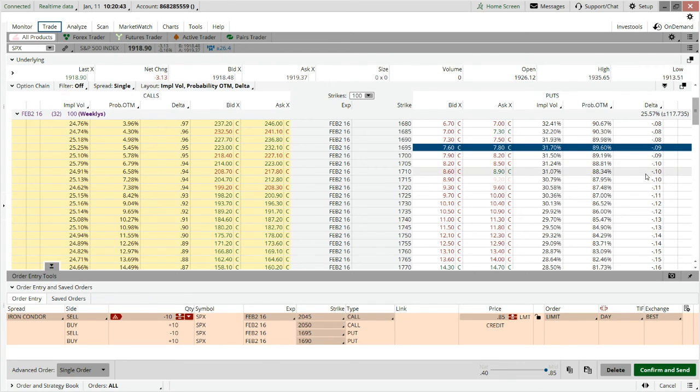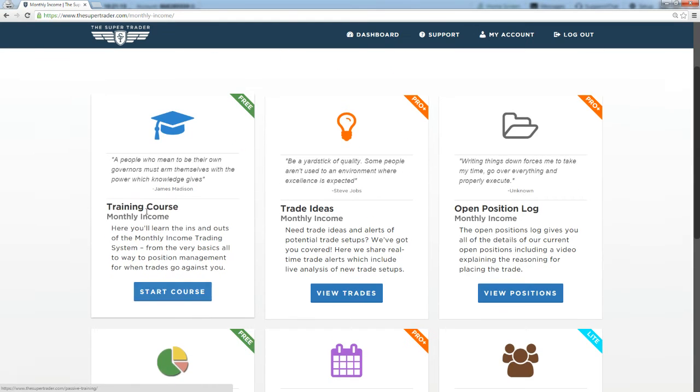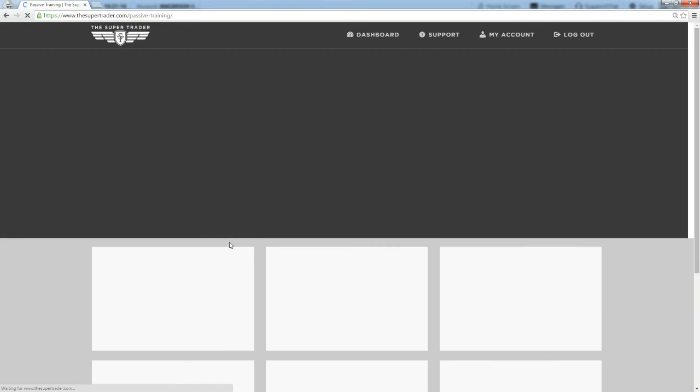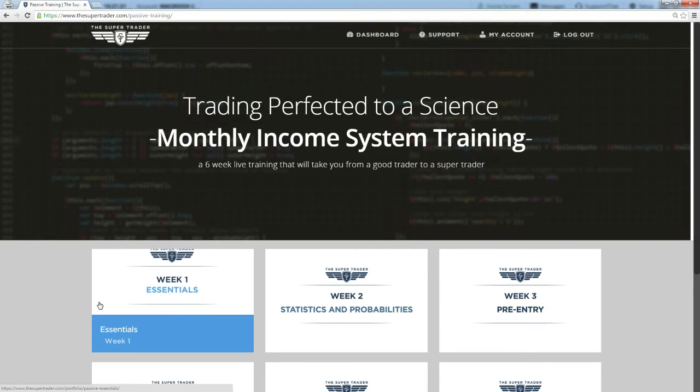If you just have delta on your platform, you don't have this probability of expiring out of the money. The probability formula that they use at Thinkorswim is a combination of standard deviations, average true range for the past 32 days, and implied volatility. We talk about that in the statistical probability class in the monthly income training. If you go to, I believe, week 2 of the monthly income training course, Jim, week 2 statistics and probabilities, we do discuss that just a bit.